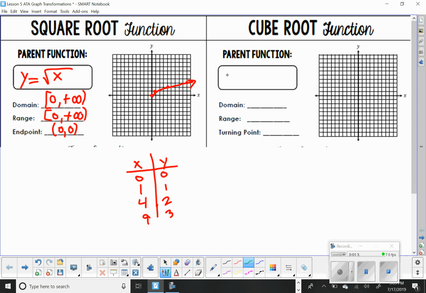The parent function for the cubic root. Y equals the cubic root of x. Notice the 3 is stuck inside the little check mark. Well, first, let's graph it. We have our x and our y table. 0, 0. The cubic root of 0 is 0. The cubic root of 1 is 1. And the cubic root of 8 is 2.